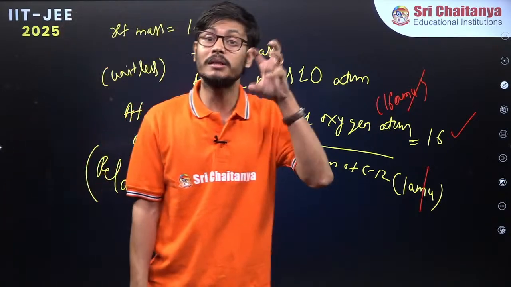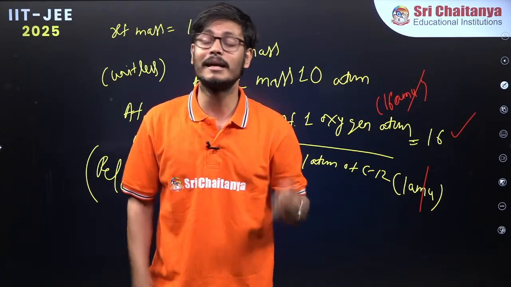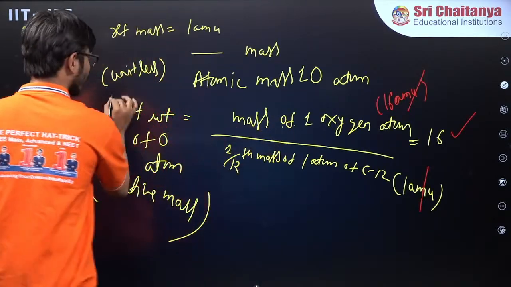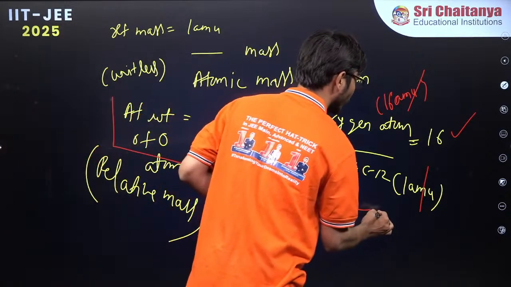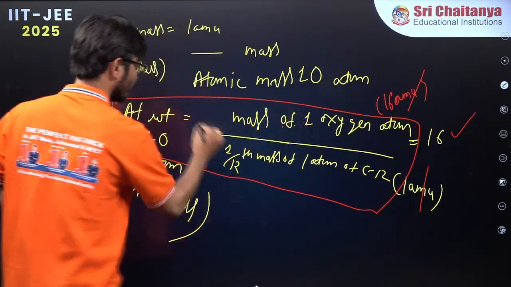We can never measure the mass of an atom. We are taking the relative mass. Now, from this, I can create a formula. What is that formula? Please, beta, focus on this formula.